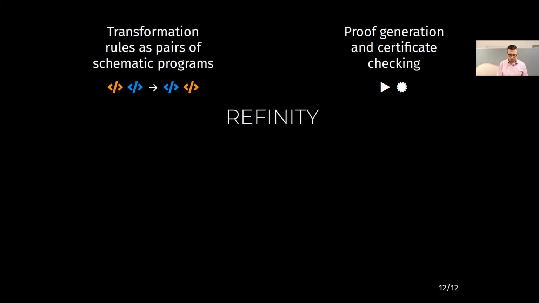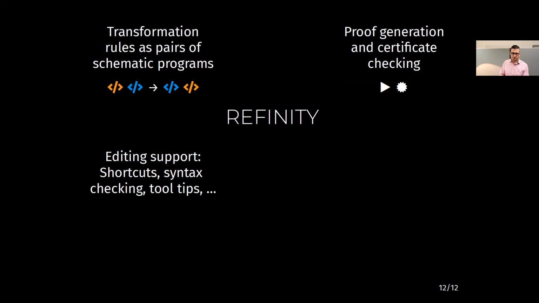So once you have a proof, you don't need to run everything from scratch. Once you want to check whether your model is okay, you can just reload and replay a once generated proof. Refinity has a number of measures to support you in editing abstract programs. So there are shortcuts, syntax checking, tooltips, and what have you. And a little bit of ongoing work is that I'm working on automated instance checking. So this problem that you have a concrete program and you want to check whether your abstract model represents this program such that you can apply the transformation you modeled and obtain the correctness results.